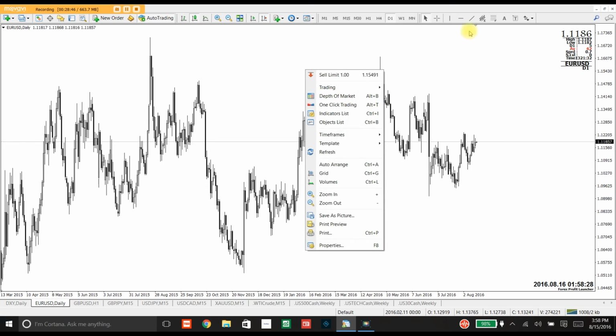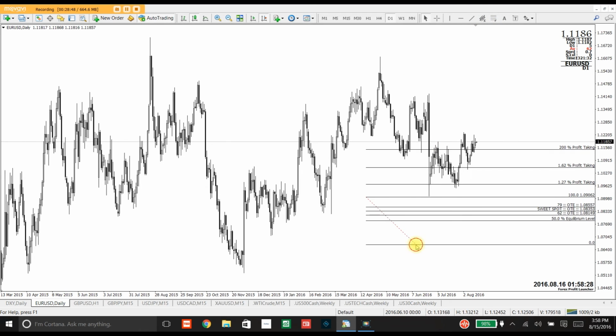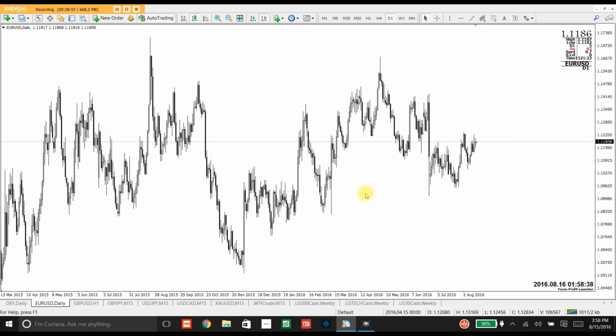And like I said, the ones that I use are the 127 extension level, the 162 extension level, and the 200 extension level. Those are the ones that I find are most commonly taken out first.